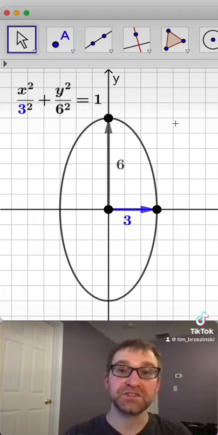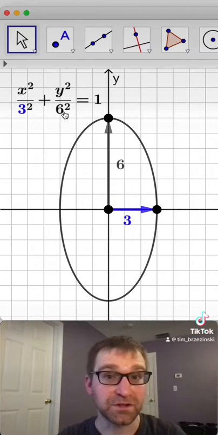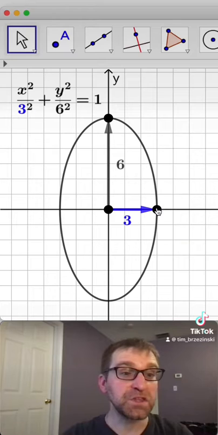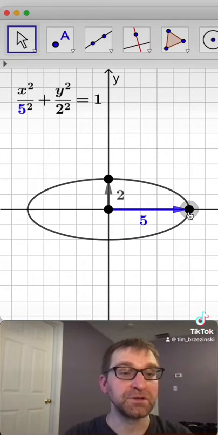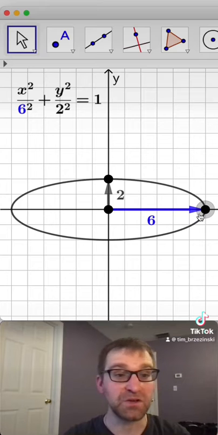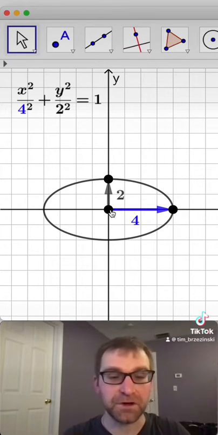So when the major axis is vertical, right, notice that the bigger denominator is under the y squared term, right? And when the major axis is horizontal, then the bigger denominator is under the x squared, as you can see right there.